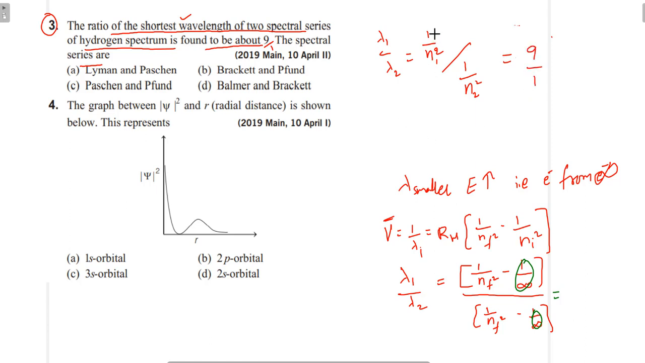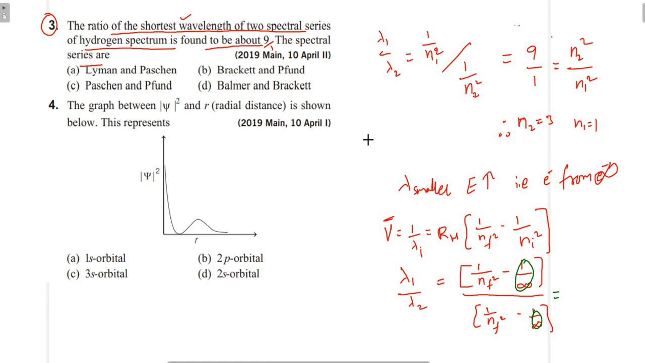Right? So A by B by C by D. That means n2 square by n1 square. So what is the n2 then? 3. Therefore n2 equal to 3, n1 equal to 1.